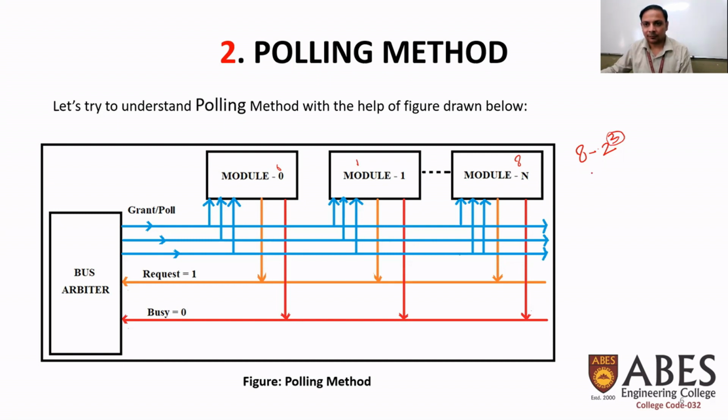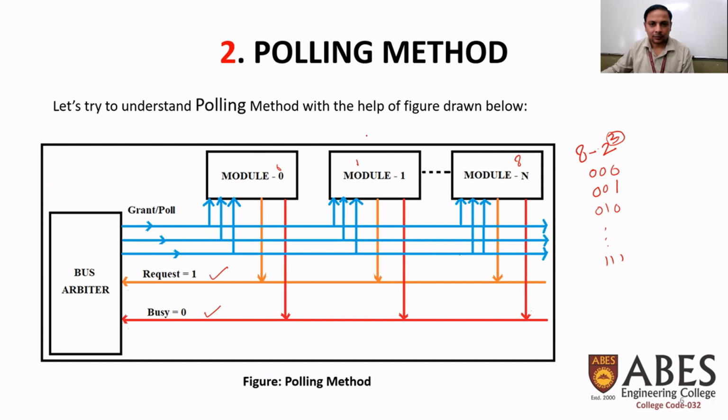We have to make the combinations of the 3 bits: 0, 0, 0, then 0, 0, 1, then 0, 1, 0, and similarly the last one will be 1, 1, 1. So we have a request line, a busy line, and a grant line. For the grant, we need 3 parallel lines, and each line of the grant will be connected to all the bus masters.